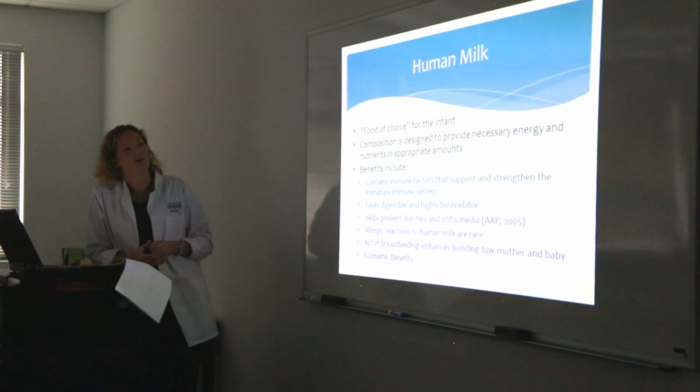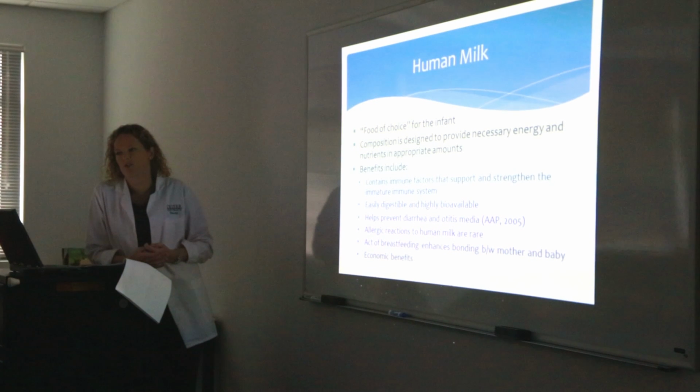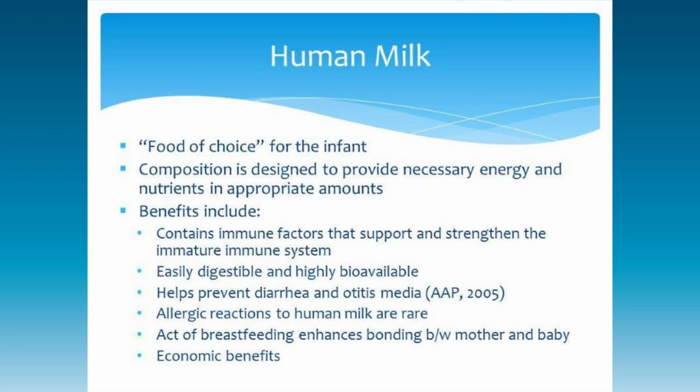Okay, breast milk or human milk is unquestionably the food of choice for the infant. Its composition is designed to provide the necessary energy and nutrients in the exact appropriate amounts for the infant. So it has a lot of benefits, which include the immune factors that it contains, which support and strengthen the immune system. Breast milk is easily digestible and more highly bioavailable. So for instance with iron, even though cow's milk might have more iron than breast milk, it's more bioavailable in the breast milk.